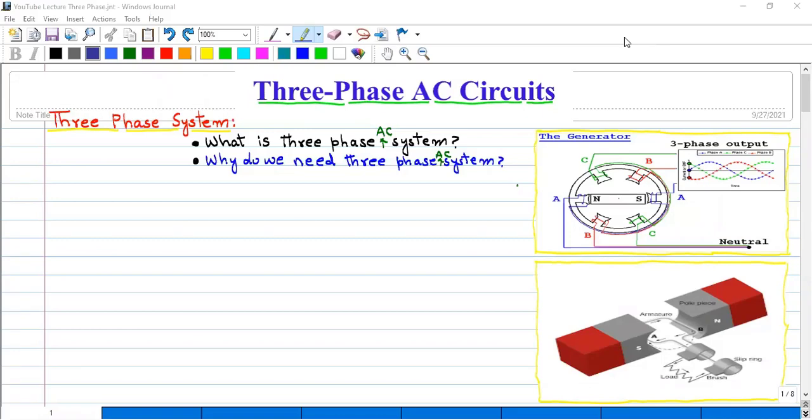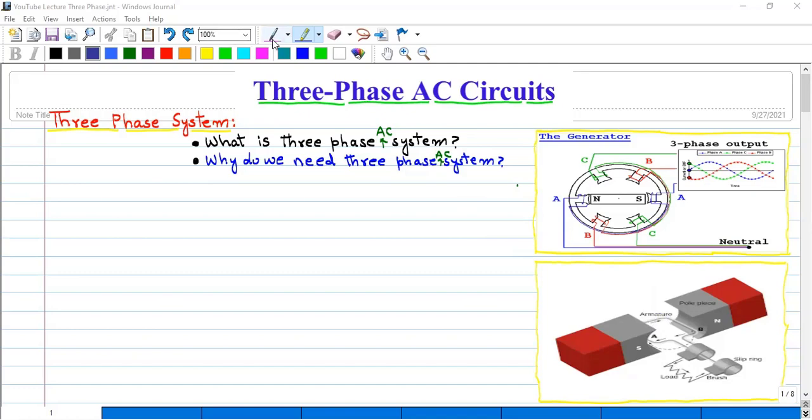Assalamu alaikum. In this lecture, we will discuss three-phase AC system. That is, what is three-phase AC system and why do we need three-phase AC system? If I consider a single-turn generator, as you can see here in this figure, then it will generate a single-phase AC voltage having less value of the voltage.